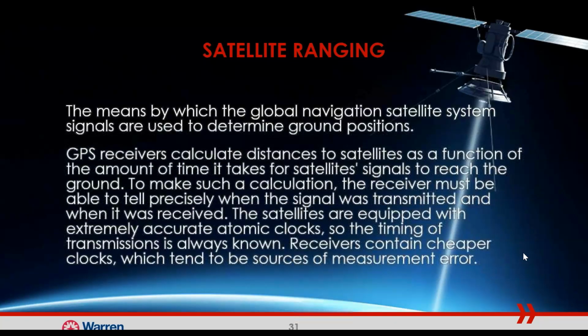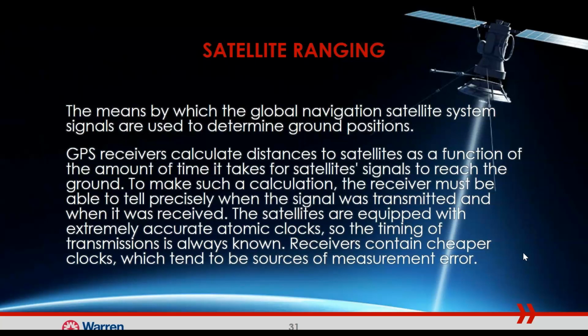The means by which the global navigation satellite system signals are used to determine ground positions is called satellite ranging. The GPS receivers calculate distance to the satellite as a function of the amount of time it takes for the satellite's signals, so those would be waves from the electromagnetic spectrum, to reach the ground. To make such a calculation, the receiver must be able to tell precisely when the signal was transmitted and when it was received. Satellites are equipped with extremely accurate atomic clocks, so the timing of transmissions from that standpoint is always known.